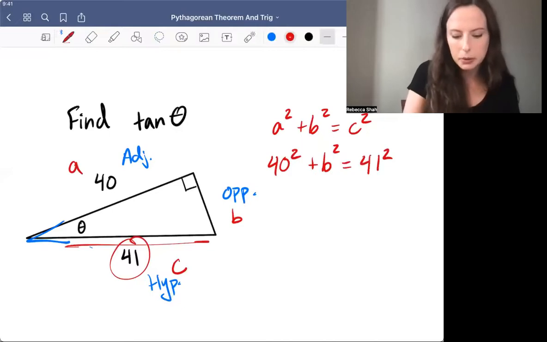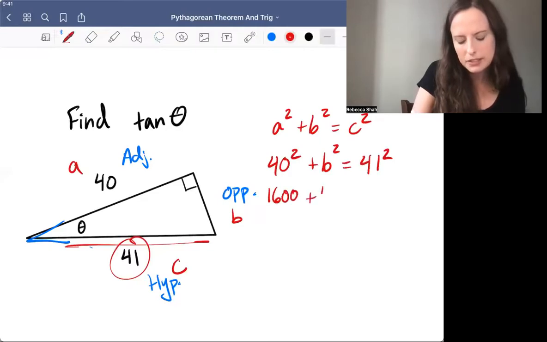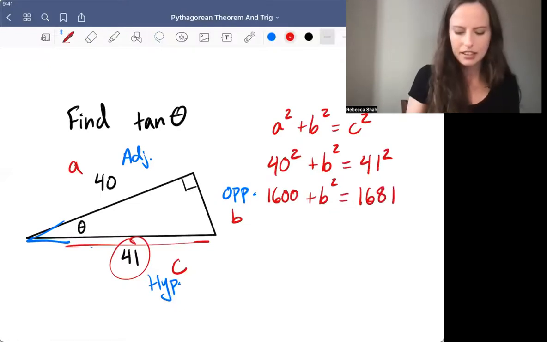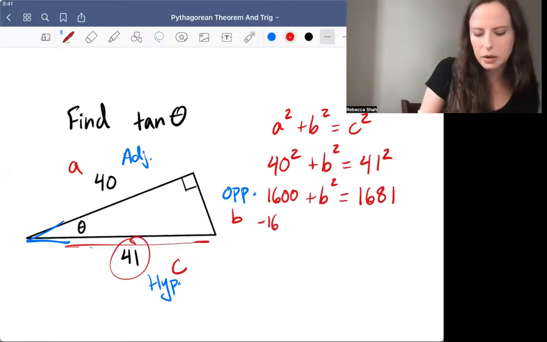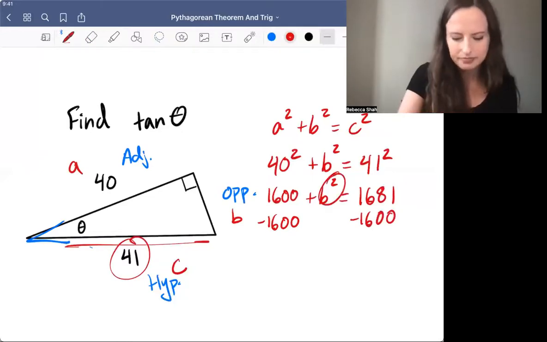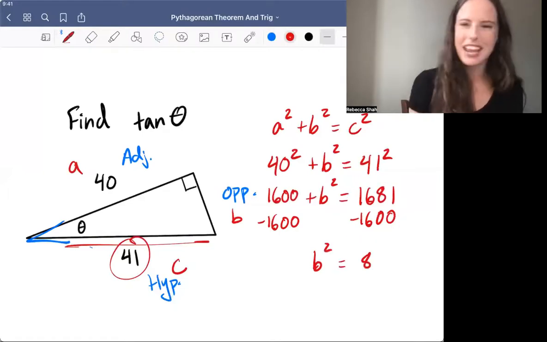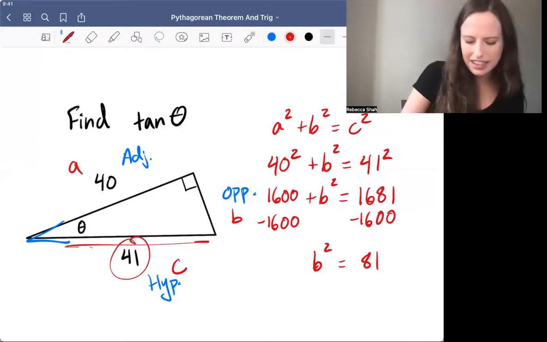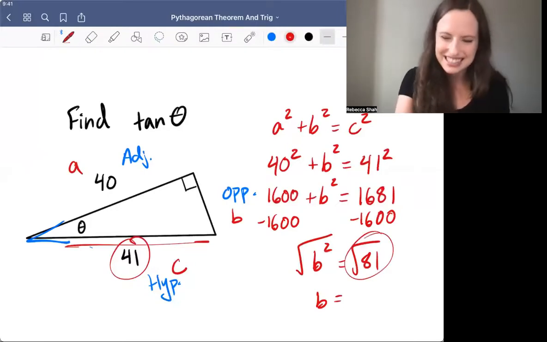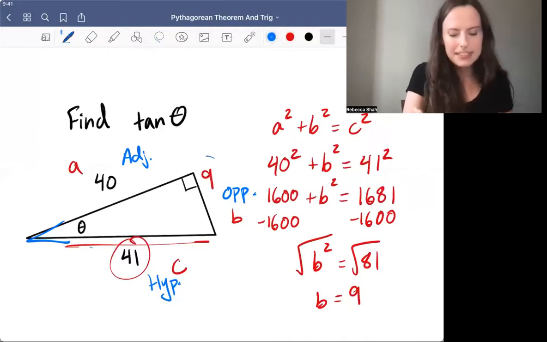So first we'll square the 40. So 40 times 40 is 1600 plus b squared, and then again 41 squared is 1681. Now we'll subtract 1600 on both sides because again, we want to get that b squared by itself. So 1681 minus 1600 equals just 81. Now we'll square root both sides to get b completely by itself, and the square root of 81 is 9. So now we know b is 9. So that tells us that our opposite side is 9.